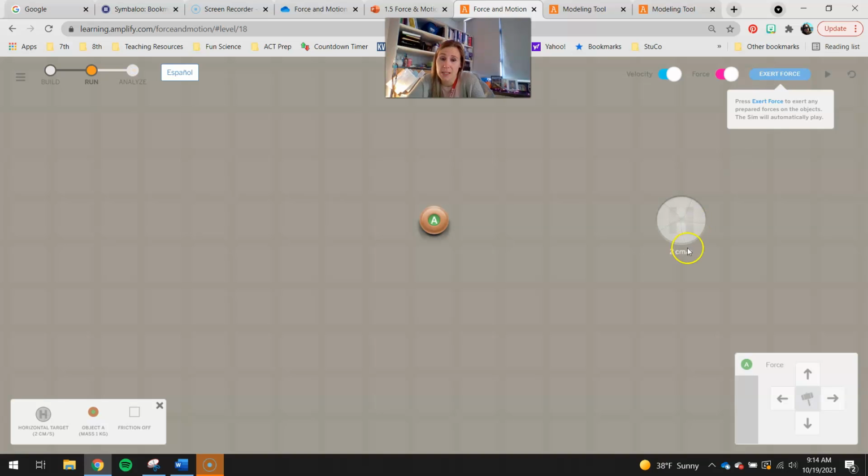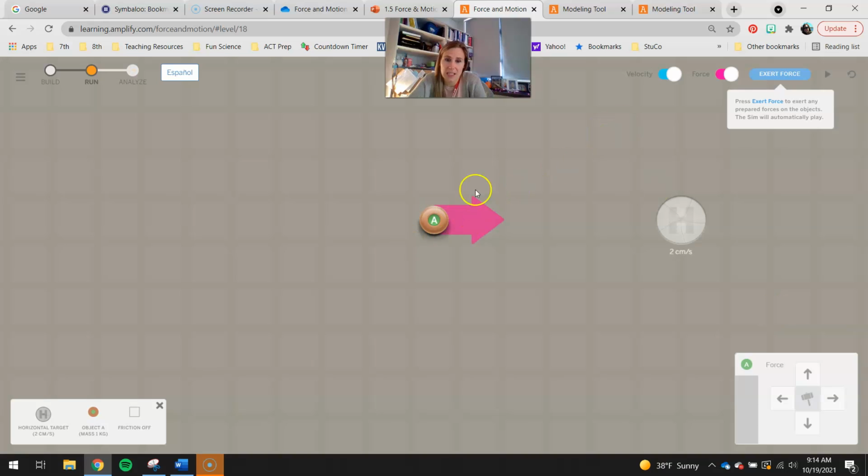You're going to click prepare force. We're stopped right now. We're at 0 centimeters per second, and we need to go to 2 centimeters per second. So we need to change our velocity by 2 centimeters per second. Okay? One click is 1 centimeter per second. So to get it to change to 2 centimeters per second, I'm going to click it twice.